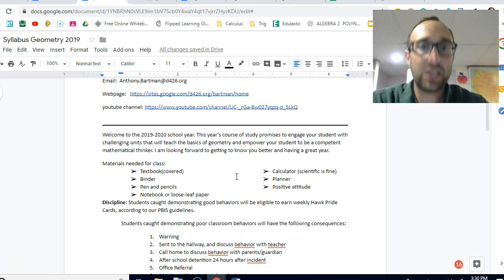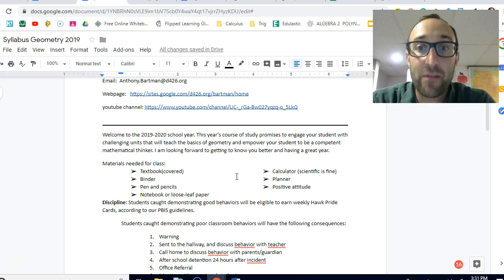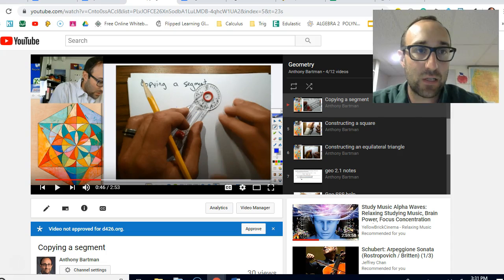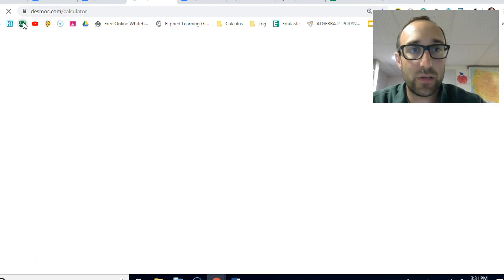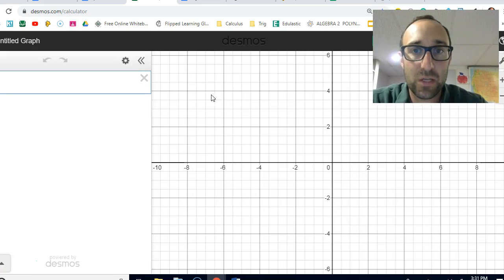So the things that we need: textbook, binder, pens and pencils, notebook, loose leaf paper, calculator, planner, positive attitude. If you don't want to buy a calculator, there are great websites that we can use. Actually, if we go right to, it's called Desmos. It's an online free calculator that we can use.